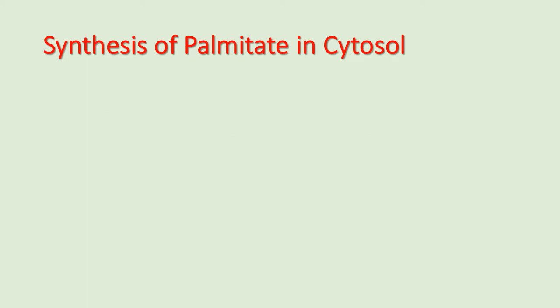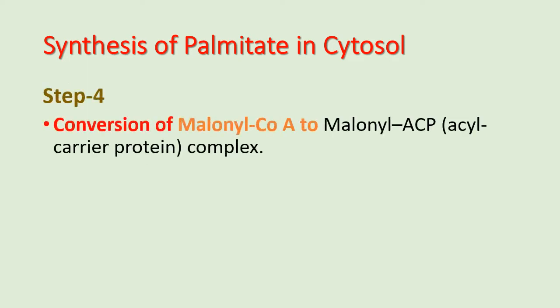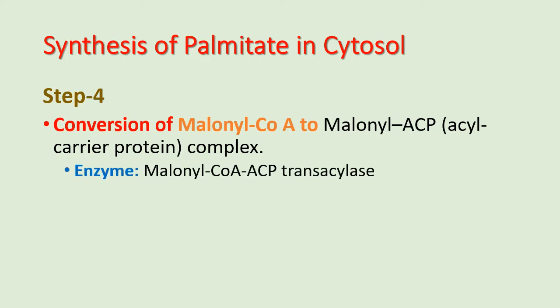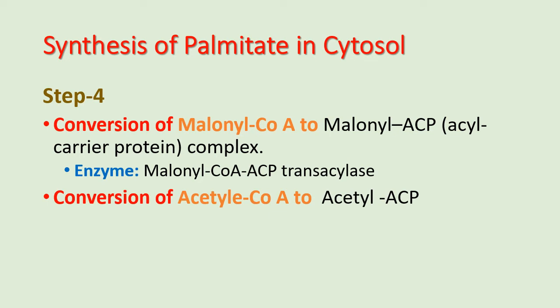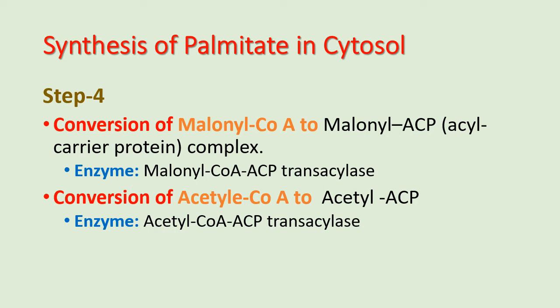So in the synthesis of palmitate in the cytosol, the next step is the conversion of malonyl CoA to malonyl acyl carrier protein. So malonyl coenzyme A may react with the acyl carrier protein in the presence of the enzyme malonyl CoA ACP transacylase, which results in the production of the malonyl ACP complex. Similarly, acetyl coenzyme A then reacts with the acyl carrier protein, resulting in the formation of acetyl acyl carrier protein, and this reaction is catalyzed by acetyl CoA acyl carrier protein transacylase.